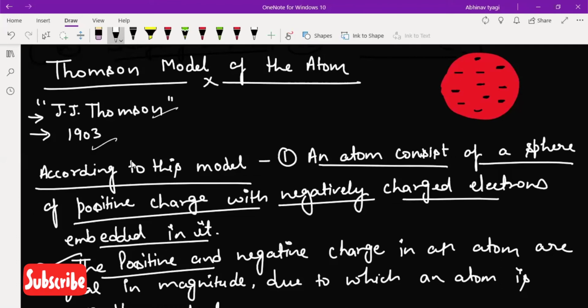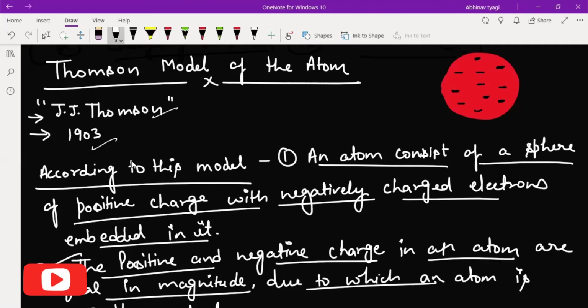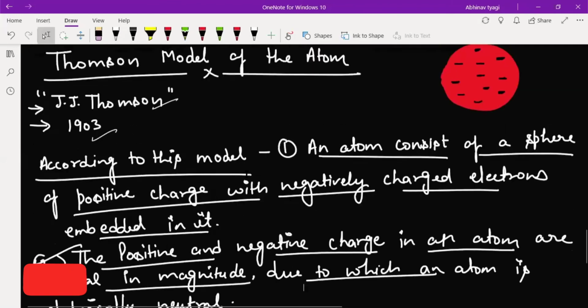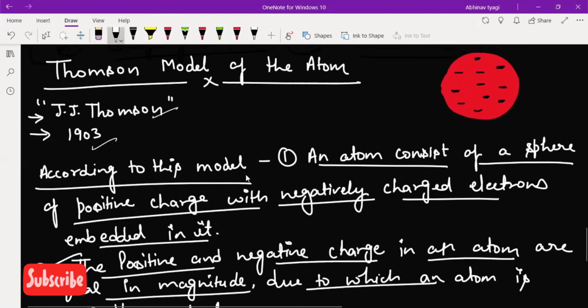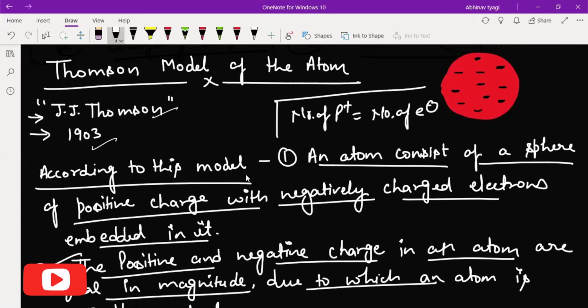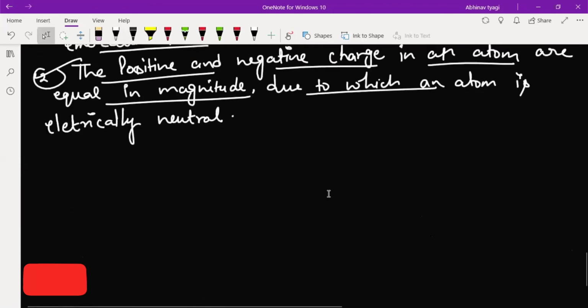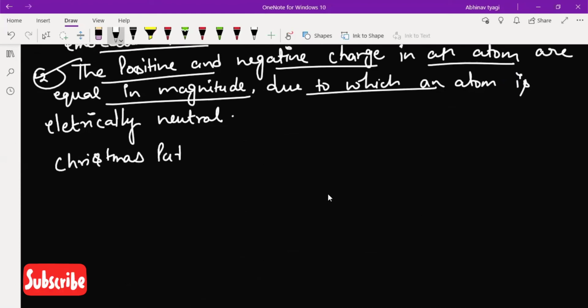The second point is that the positive and negative charges in an atom are equal in magnitude, due to which an atom is electrically neutral. Inside an atom, the number of protons and the number of electrons will be equal. That is why an atom is electrically neutral. Dear students, this Thomson model of the atom is also known as the Christmas pudding model.